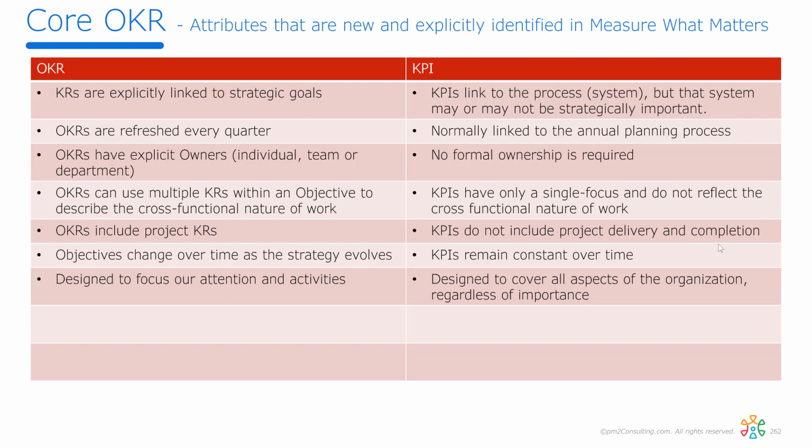OKRs are designed to focus our attention and focus our activity, right? They're very specifically looking at what are the important things we need to focus on. Whereas KPIs are designed to cover all aspects of the organization, regardless of their importance. And this becomes really important because where do we insert our creative juices? Well, in OKRs, we know exactly where we should be focusing our creative juices and any surplus time and resources we have. Whereas with a KPI, everyone chooses their own area. And that causes a huge productivity drag as different people focus on different things and we don't actually rally around any one particular issue.